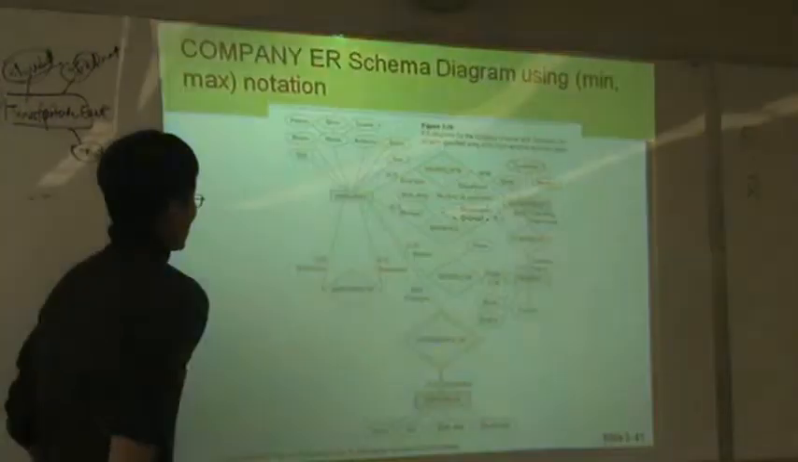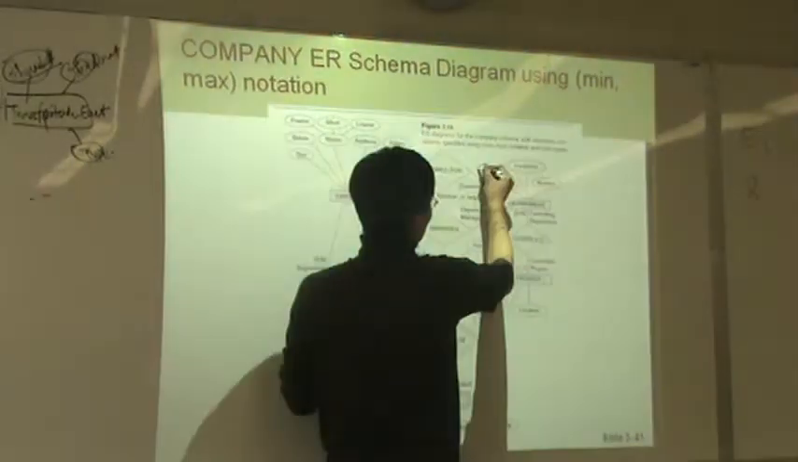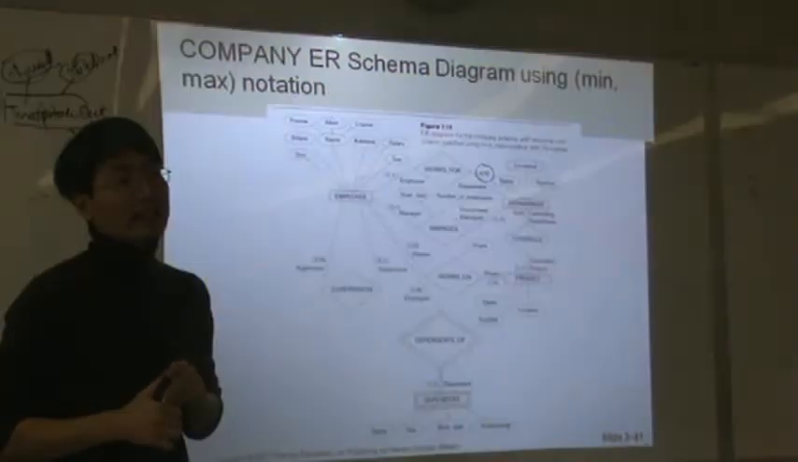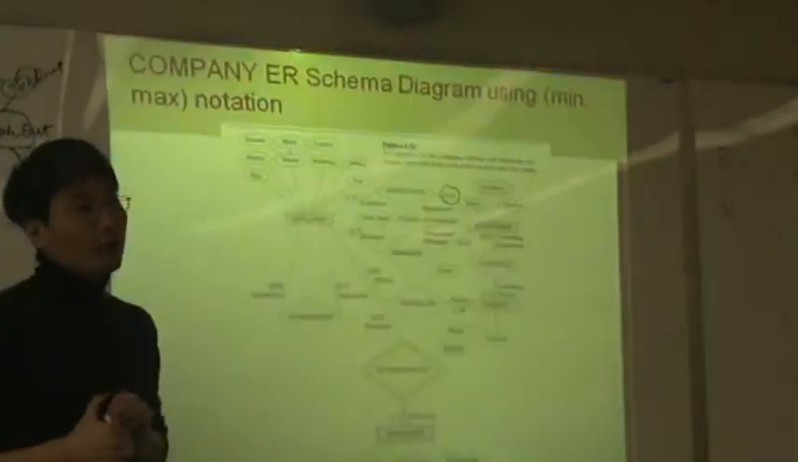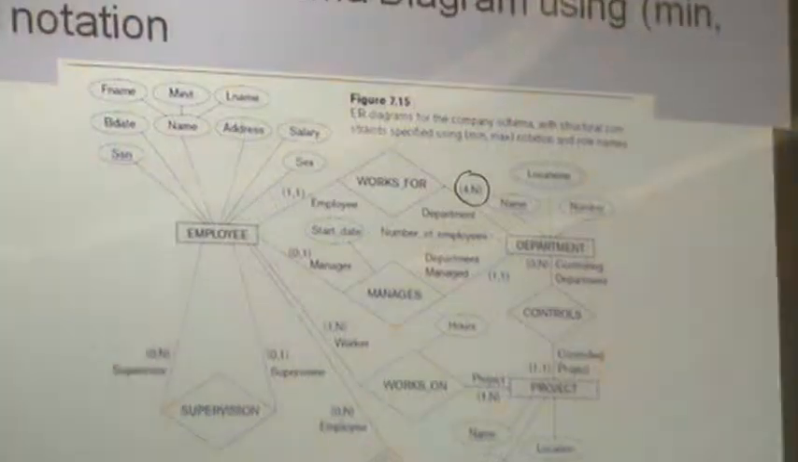So you can see the detailed information like this one, for example. What does that mean? 4, n. Each department should have at least 4 employees. Okay, maximum n.